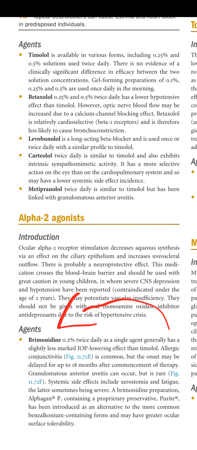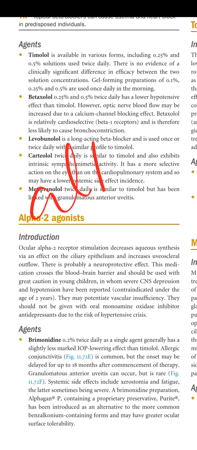But the onset may be delayed up to 18 months after the commencement of therapy. Granulomatous anterior uveitis can occur but is rare. Systemic side effects include xerostomia and fatigue, the latter sometimes being severe. A brimonidine preparation, Alphagan P, containing a proprietary preservative, Purite, has been introduced as an alternative to the more common benzalkonium containing forms and may have greater ocular surface tolerability.